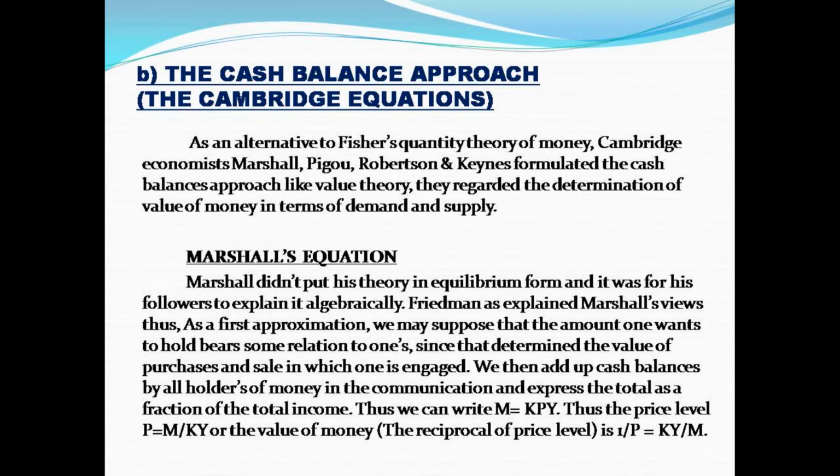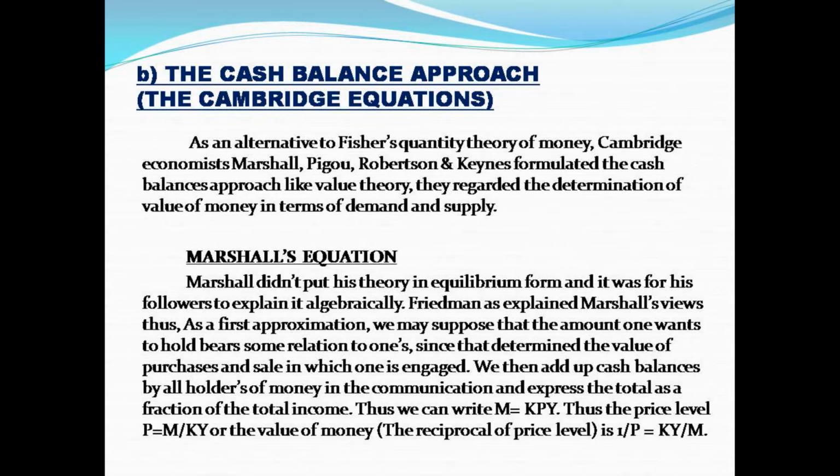Robertson wrote, in this connection, money is only one of the many economic things. Its value, therefore, is primarily determined by exactly the same two factors as determined the value of any other thing, namely the conditions of demand for it and the quantity of it available. The supply of money is exogenously determined at a point of time by the banking system.